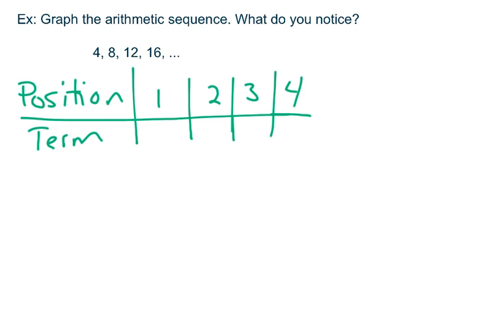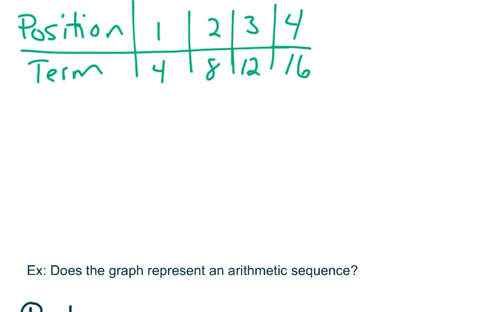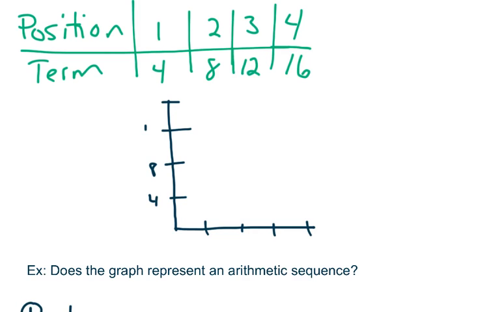And then the first term is 4, second term is 8, third term is 12, fourth term is 16. Okay, so let's go ahead and plot these points. I'm going to make a graph. I'm going to go 4, 8, 12, 16, just because it goes up by 4s every time, and then 1, 2, 3, 4. Let me label these real quick.